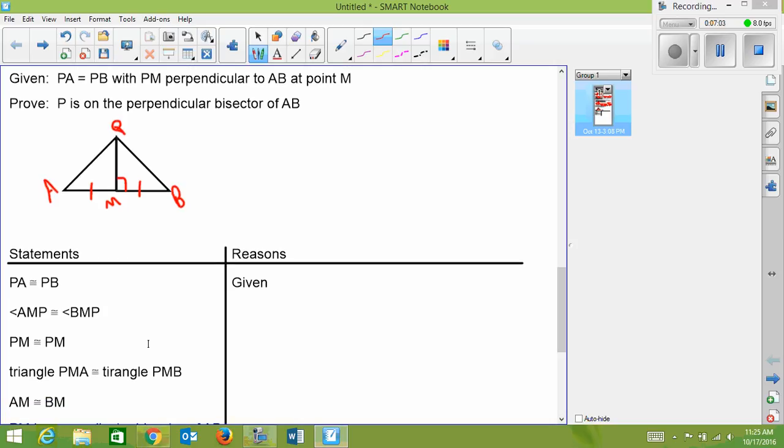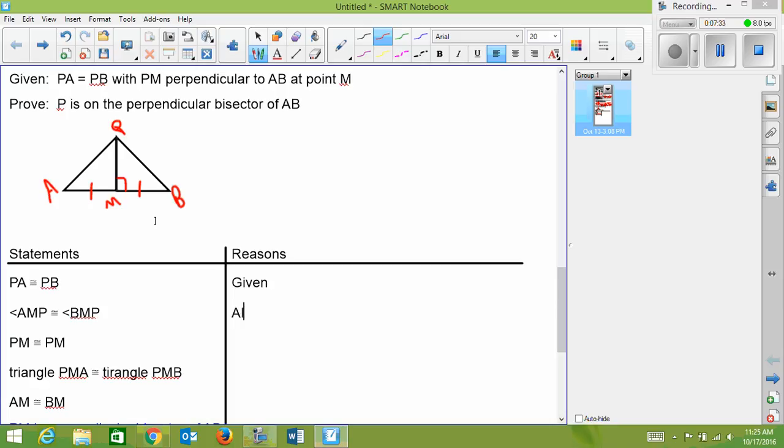So I have the statements given, and we need to go through here and figure out what we're using for our reasoning. If I know that PA is congruent to PB, which was given information, so this side equals this side, and then angle AMP is congruent to angle BMP. How do I know that? Because all right angles are equal, or definition of a right angle, you could say that too.